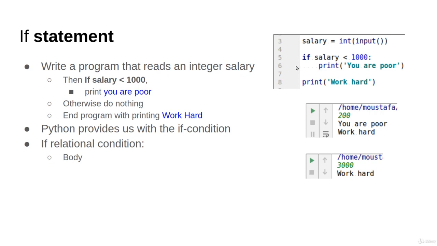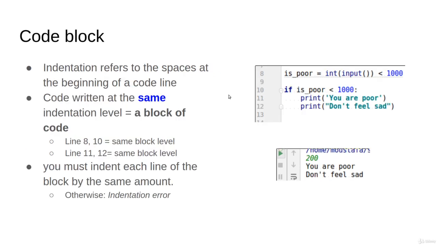So you cannot write line number 6 directly under the if. It has to be a few spaces to the inside, and these spaces at the beginning are what we call indentation. Indentation refers to the spaces at the beginning of a line of code. So far we were writing the lines directly here, but inside the if statement you have to indent them together. This represents what we call a block of code.